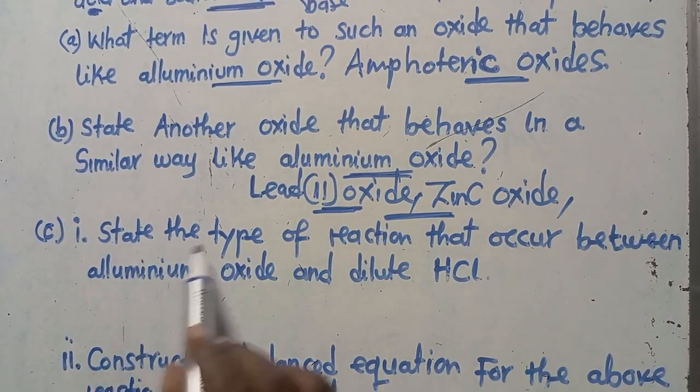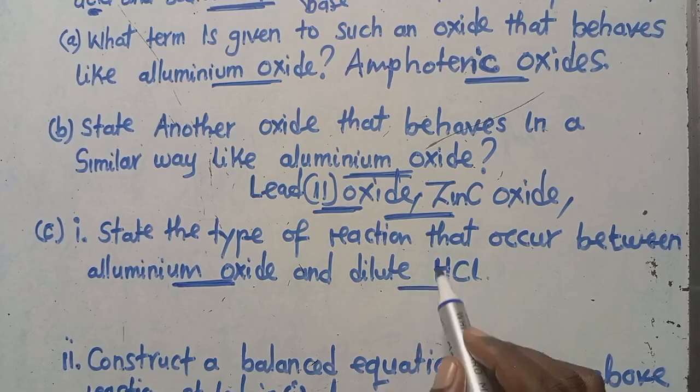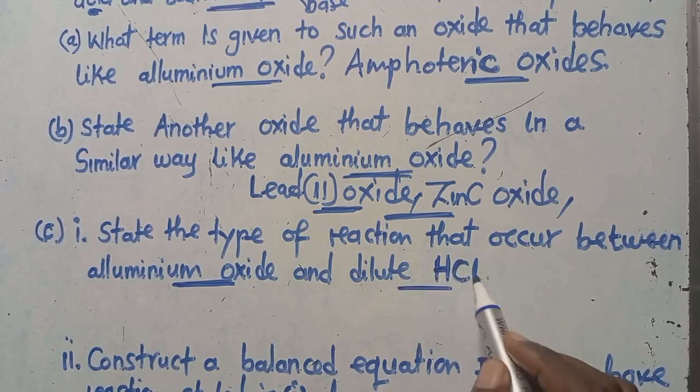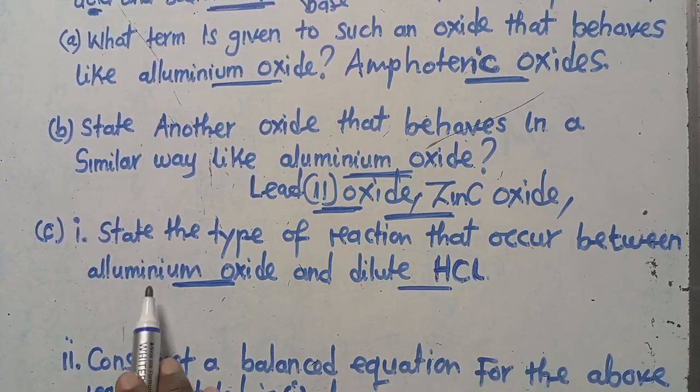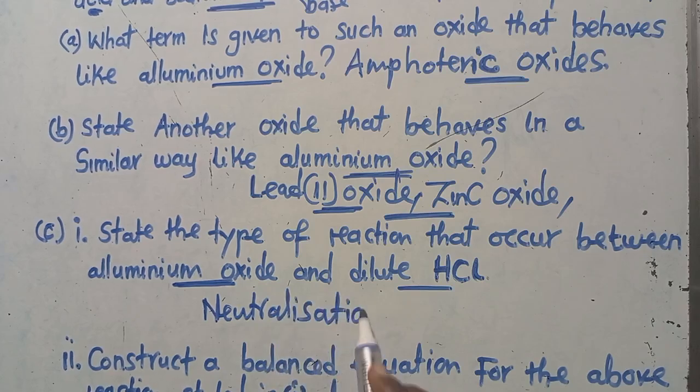The question is saying, state the type of reaction that occurs between aluminium oxide and dilute hydrochloric acid. This is dilute hydrochloric acid. So the type of reaction, you need to understand the type of reaction that exists here. This is an acid to base reaction, and acid to base reactions are called neutralization reactions. They are called what? We get to call them neutralization reactions.